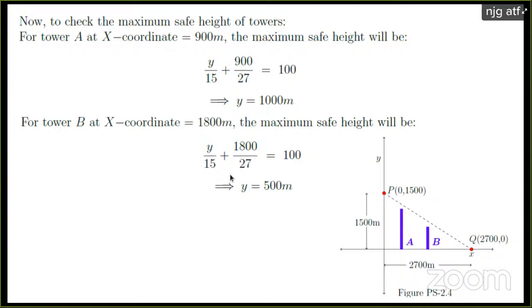In the same way, calculate for tower B by using x as 1800 meters. Now just calculate the maximum safe height, or the point on the straight line when my x coordinate is 1800. What is my y coordinate? If you calculate it, you will get 500 meters. That says my tower B cannot go beyond 500 meters, and the maximum safe height for tower B will be 500 meters.